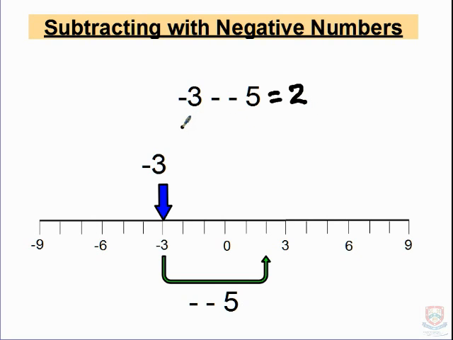Is that then the same thing as saying -3 add 5? Does that still give us an answer of 2? Well, we know that adding numbers moves to the right as well. So 1, 2, 3, 4, 5, it's exactly the same question and gives us the answer 2.